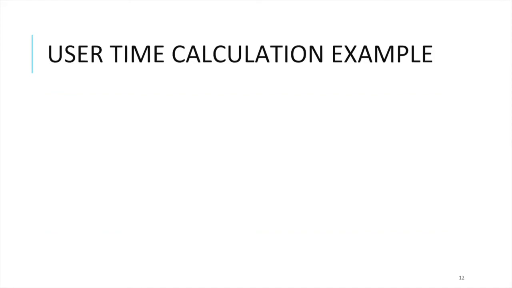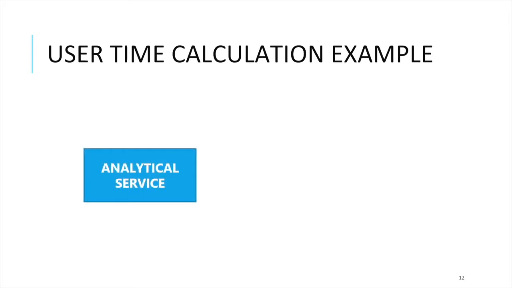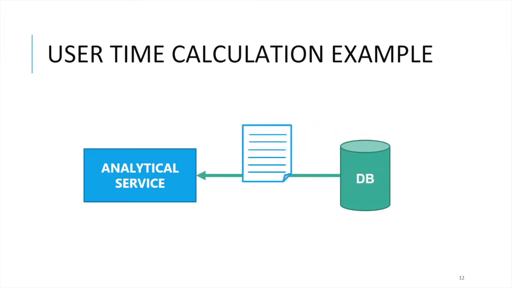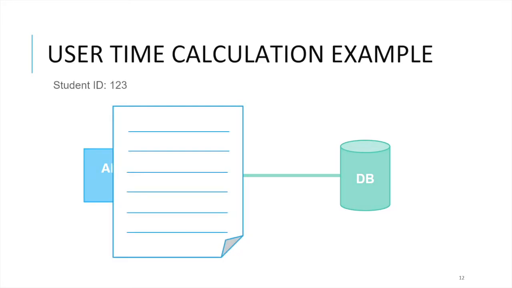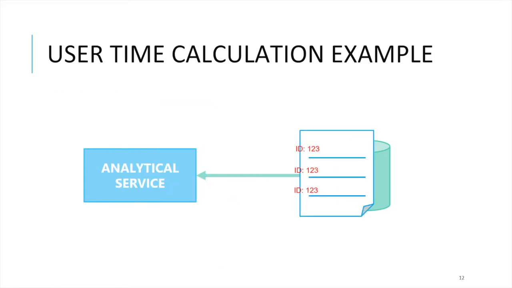Let us take a look at one of the analytical tasks. It calculates time users spent on the course. This task is implemented as a script in the analytical service. It takes logs from the database and uses this data for further analysis. The input data of this task is the student ID. The task searches for all records of events made by the student and calculates necessary metrics based on this query result. The current task calculates the total time spent on the specific course by the chosen student.